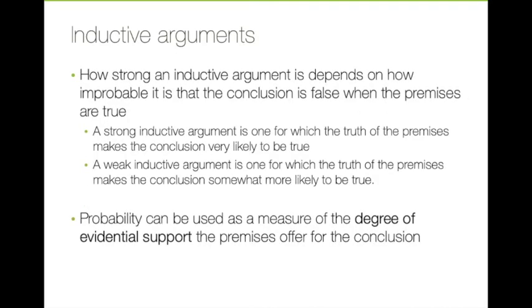How strong an inductive argument is depends on how improbable it is that the conclusion is false when the premises are true. So a weak inductive argument is one where the truth of the premises makes the conclusion somewhat more likely to be true. Or put alternatively, one where it's probable that the conclusion is false even when the premises are true. Whereas a strong inductive argument is one for which the truth of the premises makes the conclusion substantially more likely to be true. That is, if the premises are true, it's quite probable the conclusion is also true. And here we begin to see that probability can be used as a measure of the degree of evidential support the premises offer for the conclusion. This is what's going to motivate our upcoming study of probability as our tool for formal inductive reasoning.